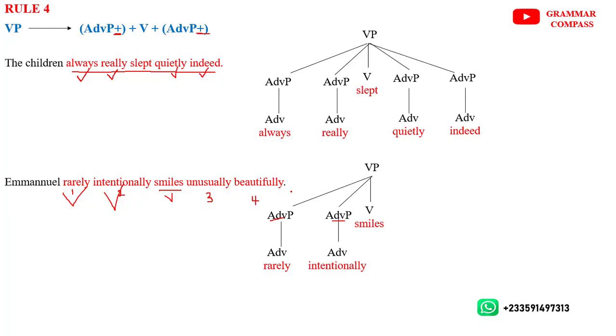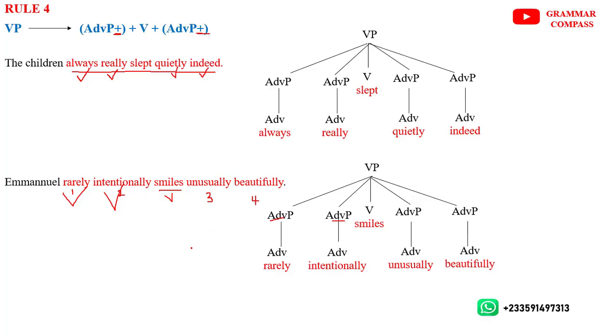Now let us move on to the qualifying position. We have two different adverb phrases qualifying the smiles. Therefore, we draw one branch to account for the first adverb phrase, that is unusually. So this adverb phrase consists of an adverb, that is unusually, and then we have another adverb phrase, that is beautifully. It consists of one adverb, that is beautifully. We are done representing this particular verb phrase on our tree. Try to write down a similar structure and then draw a tree diagram for it.